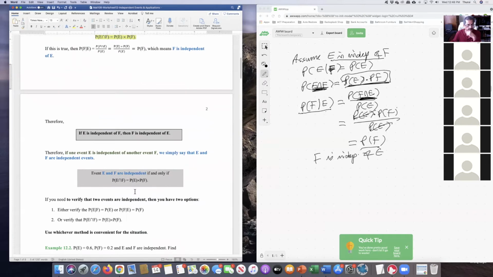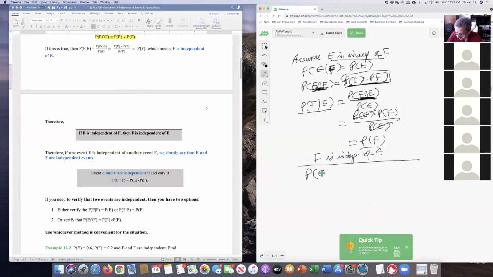So here is the fact we just discussed. Events E and F are independent if and only if this is true. We can go backwards too. We just proved that if E and F are independent, then this formula is true. And if this formula is true, then they are independent. In other words, the opposite statement is true, and I'm going to show you why.